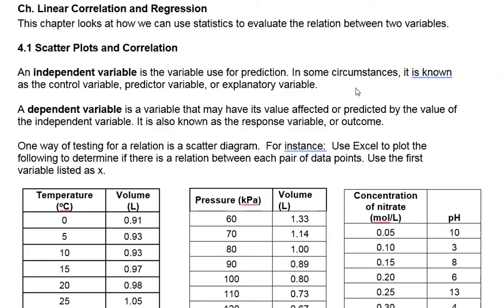This lesson is looking at linear correlation and specifically looking at scatter plots in Excel. So when we're looking at linear correlation, we're comparing two variables and how they are related. So I've got several examples here where we've got groups of a variable which we could call x and groups of a variable we could call y. So we've got one that's temperature and volume, we have one that's pressure and volume, we have one that's concentration and pH.